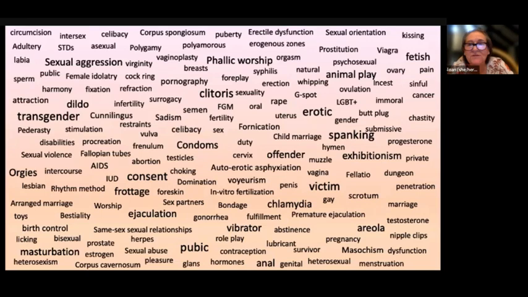There are several different types of FGM, as you all know, and it can range from removing the very tip of the clitoris all the way to removing the entire vulva, the entire external genitalia. So you're exactly right. There are a lot of different types. Thank you. And next.